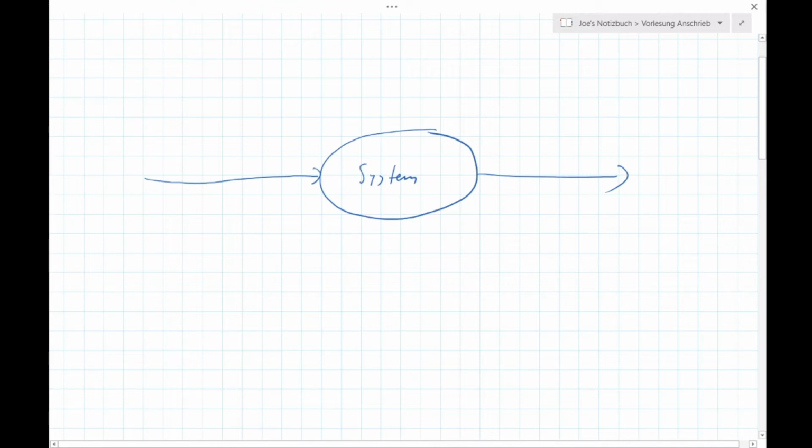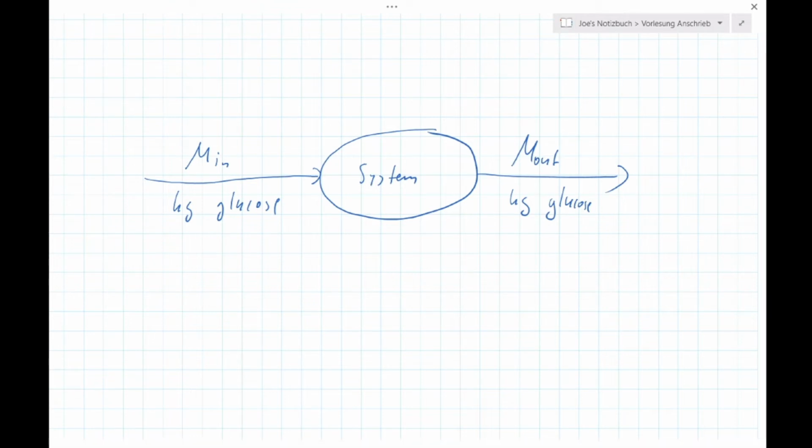In the stream in, this is mass in, kilogram glucose. So we talk about a process where we put glucose into the process, and then we don't know what happens in the system, and then glucose also comes out of the process: M out, kilogram glucose. So that's very simple. At the end, we balance our glucose in and our glucose out.